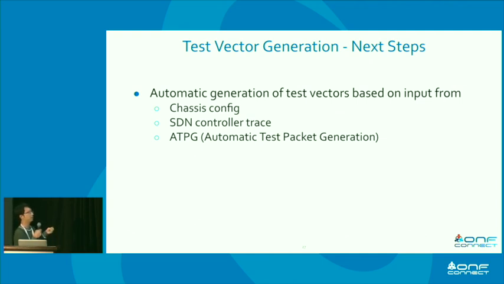We will have various inputs that we can read to help generate test vectors. Here are just some examples. We could read from a chassis config file to learn how the ports are configured, which helps generate gNMI-related test vectors. We could also read from an SDN controller trace and convert it to test vectors to just replay the controller operations. And also, as Google just proposed, we could use the automatic test packet generation tool to generate packets and put them into test vectors.